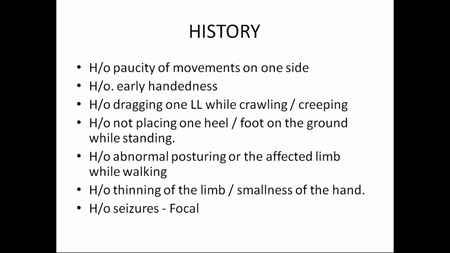Then history of not placing one heel or foot on the ground while standing. The same thing. Maybe the child finds it difficult to stand, move, and walk around. And the history of abnormal posturing: because of the weakness of one side, there may be abnormal posturing of the affected limb while walking. Normal gait will get disrupted. That is how the mother observes it.